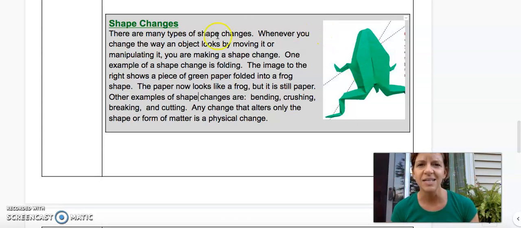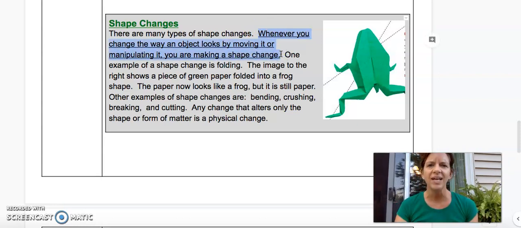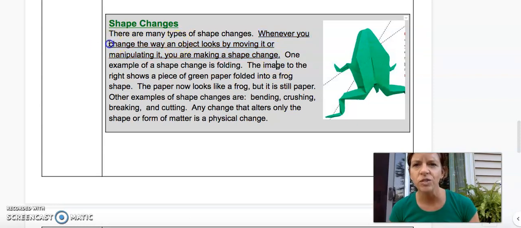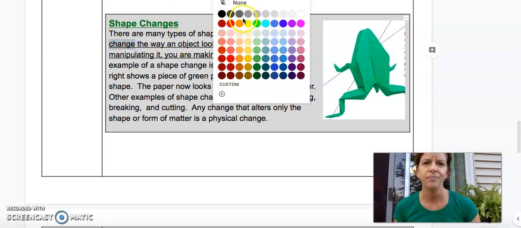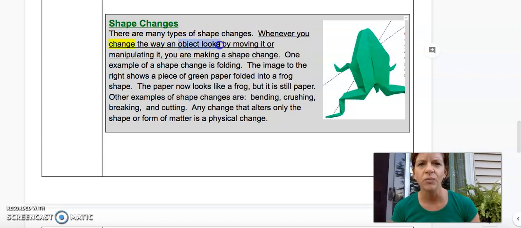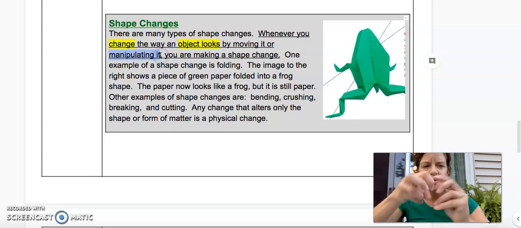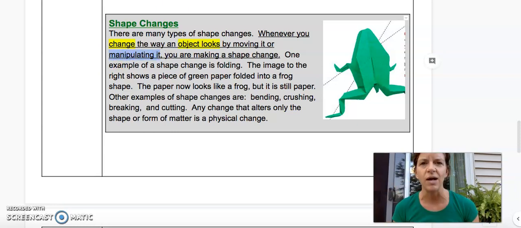Okay? The sentence we need to underline is this one. Whenever you change the way an object looks by moving it or manipulating it, you are making a shape change. Okay? So, I'm going to highlight change. We're changing the way it looks. Highlight that. And we are changing the way it looks by manipulating it or moving it around. So I'm going to highlight that. Okay?